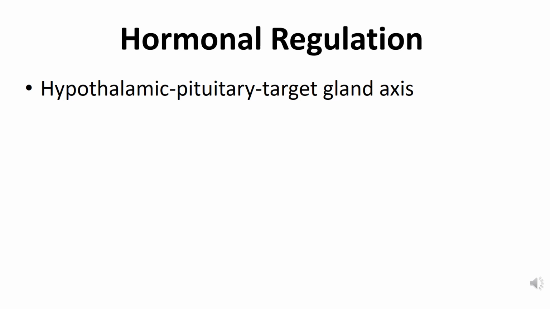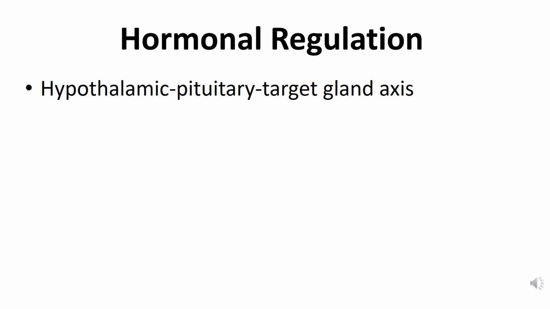One important example is the thyroid axis. The hypothalamus releases TRH, or thyrotropin-releasing hormone. Thyrotropin-releasing hormone stimulates the pituitary to release TSH. TSH then travels to the thyroid gland and stimulates thyroid hormone production.